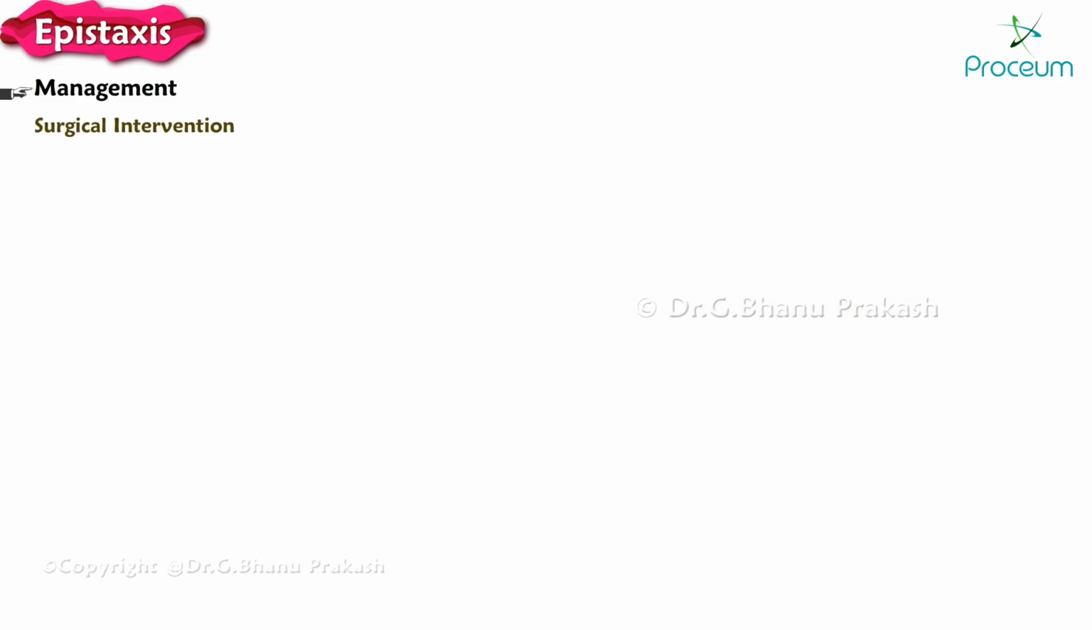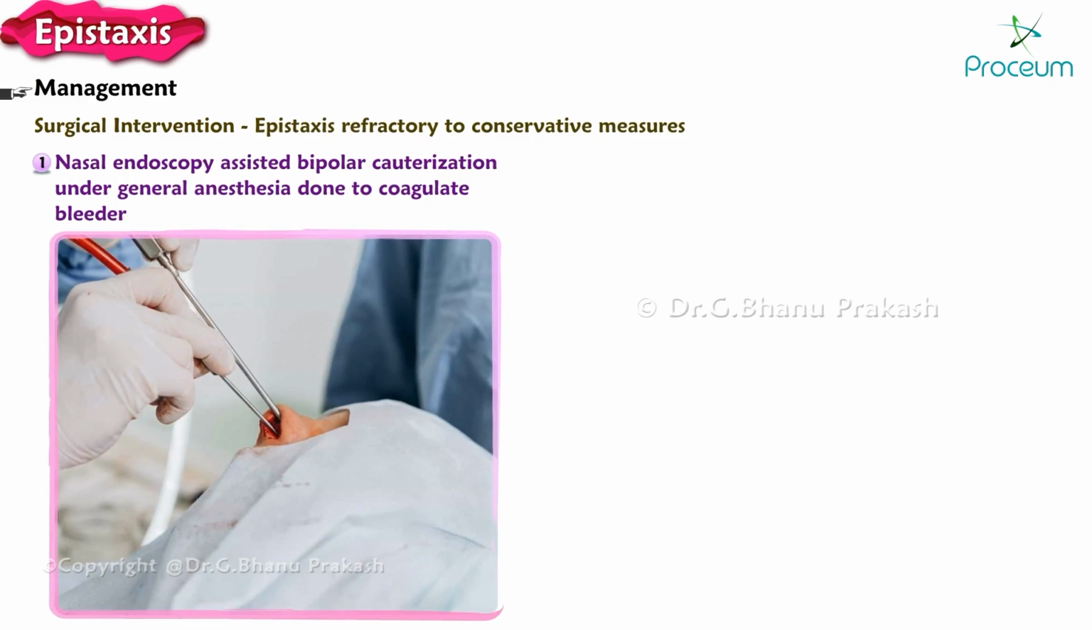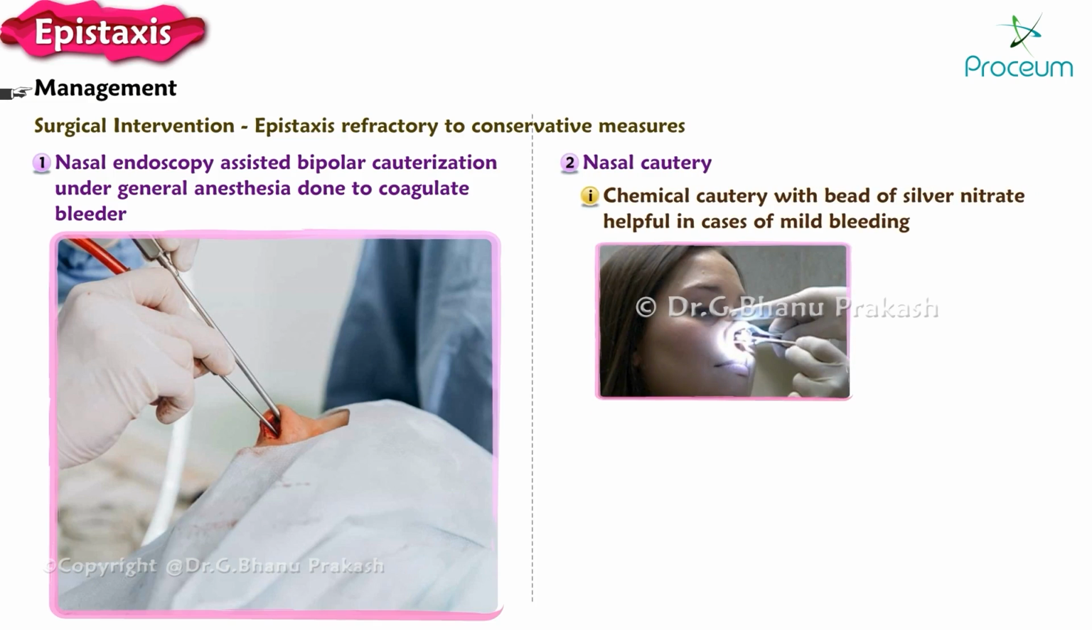Surgical intervention. This is necessary if the epistaxis is refractory to the conservative measures. Following surgical methods may be tried. 1. Nasal endoscopy assisted bipolar cauterization under general anesthesia may be done to coagulate the bleeder. 2. Nasal cautery. 1. Chemical cautery with a bead of silver nitrate is helpful in cases of mild bleeding.